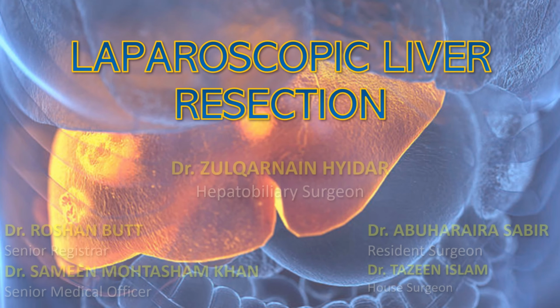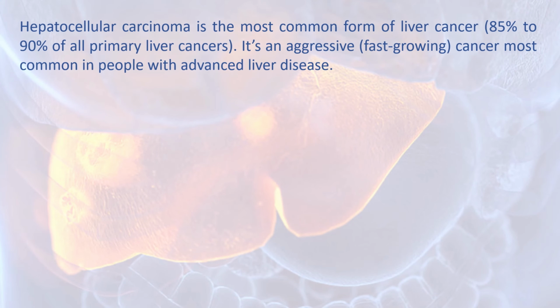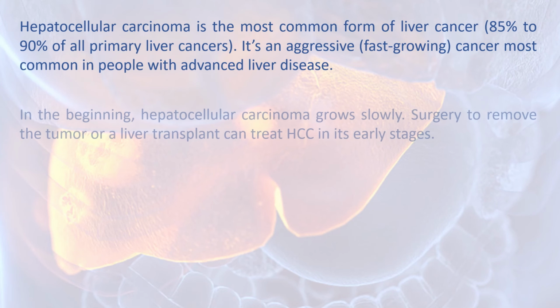Laparoscopic liver resection for hepatocellular carcinoma. Hepatocellular carcinoma is the most common form of liver cancer. It's an aggressive cancer, most common in people with advanced liver disease. In the beginning, hepatocellular carcinoma grows slowly. Surgery to remove the tumor or a liver transplant can treat HCC in its early stages.